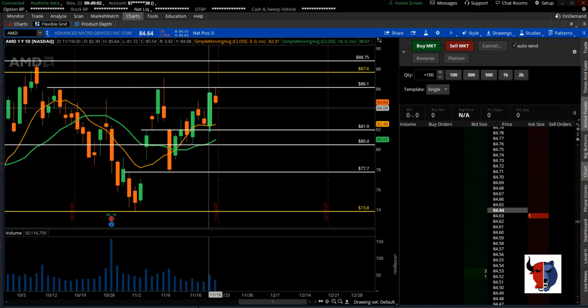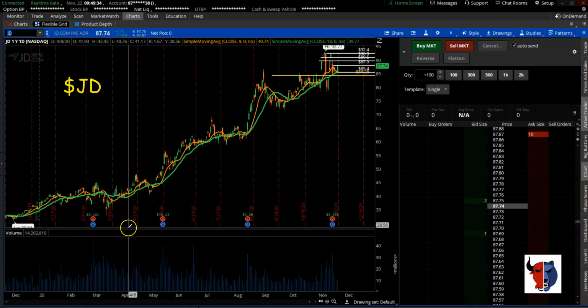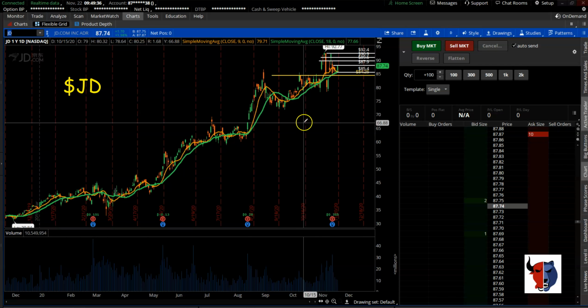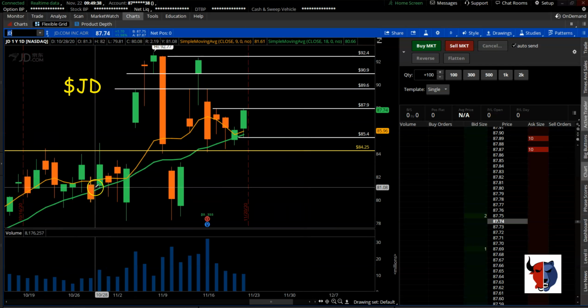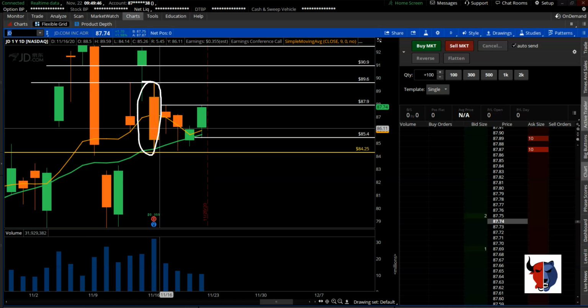Okay, another name I like is JD. Look at this nice uptrend all the way, and the daily time frame right here looks very nice, and this is a good price action. And the reason I say that is because this was the bearish trend bar, right, which got supported at 84 level. That has been a resistance, and now it is acting as a good support, right?